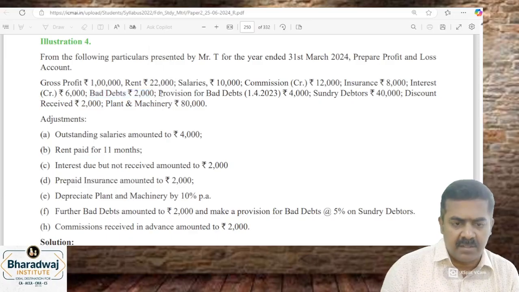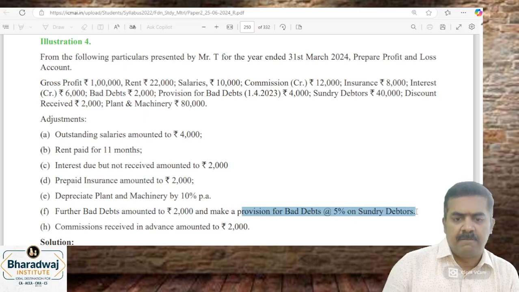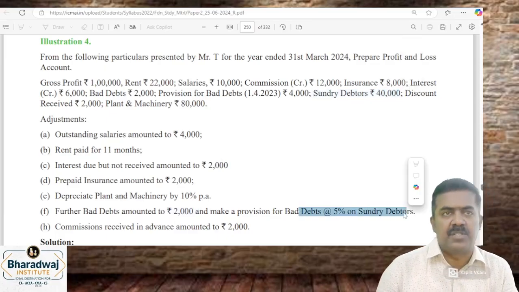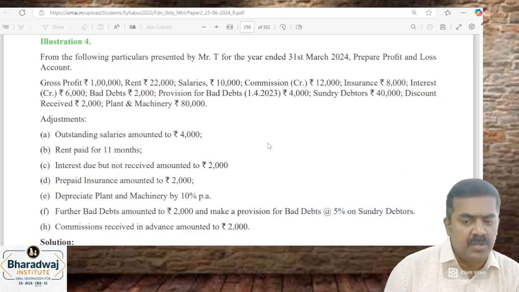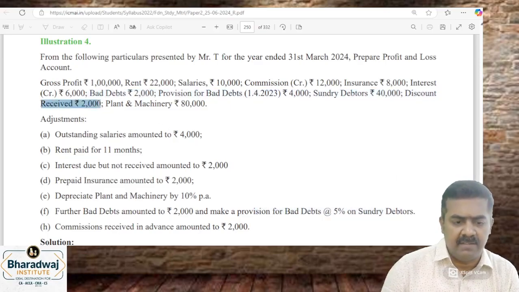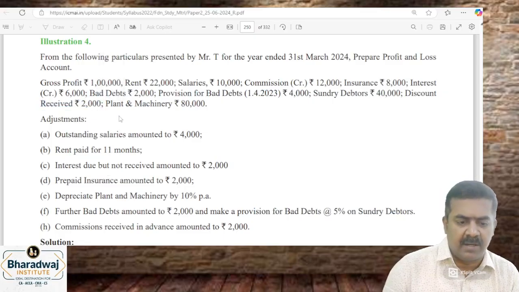Provision for bad debts we will learn separately also. This is opening balance. They ask you to provide a further bad debt of 2,000 and make a provision for bad debts of how much? 5% on debtors. So 40,000 minus 2,000, on that they ask you to create a provision of 5% on debtors. We have to charge it in P&L account. Closing balance minus opening balance we have to adjust in P&L account. Discount received we will credit to P&L account.